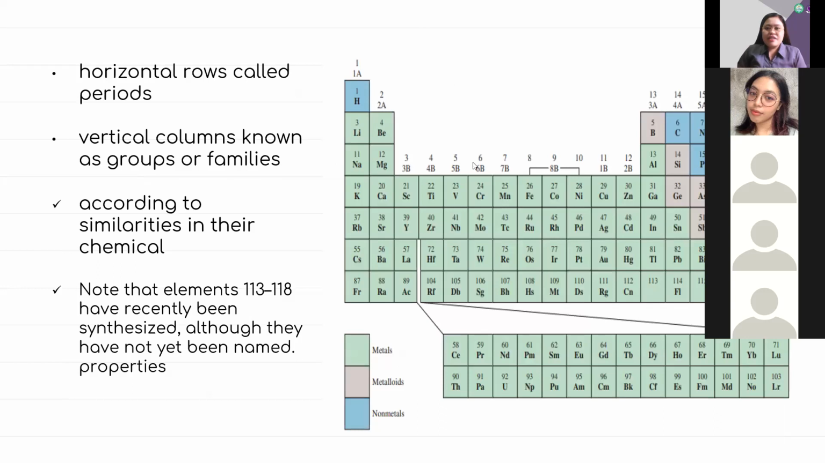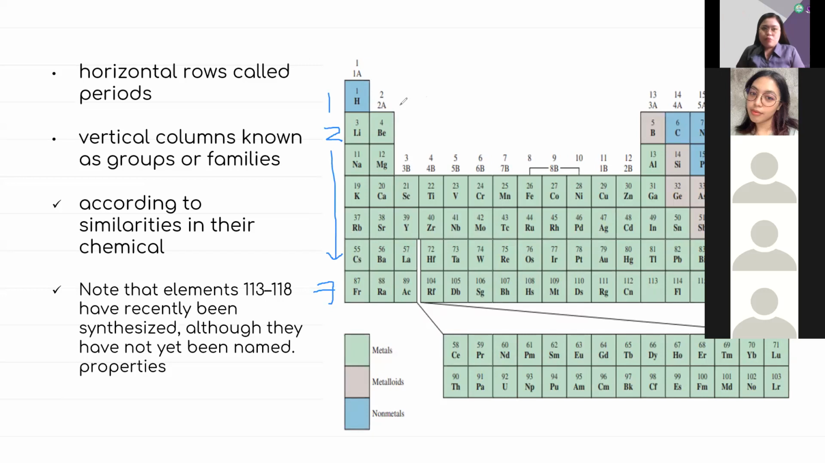Okay? So this is how the periodic table looks. We have horizontal rows. Horizontal means lying flat. Here we have 1, 2, up to 7. These are called periods. So when we say period number 1 in the periodic table, there are only two elements, hydrogen and helium. That's the period, horizontal. Period number 2 has more elements: lithium, beryllium, boron, and so on.